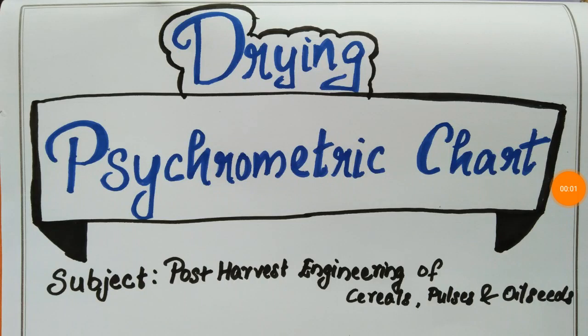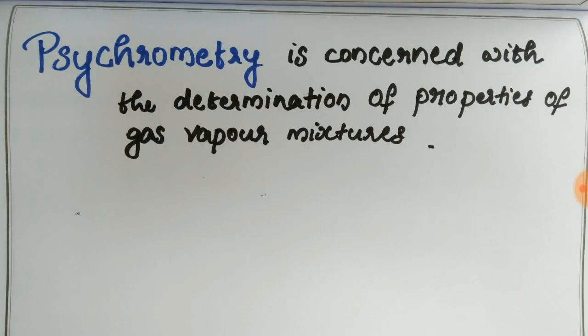Hello everyone. Today let's learn about the subject psychrometric chart, which comes under the post-harvest operation drying. This topic has been taken from the course post-harvest engineering of cereals, pulses, and oilseeds. First of all, let's have a look at some facts and terms concerning the topic.